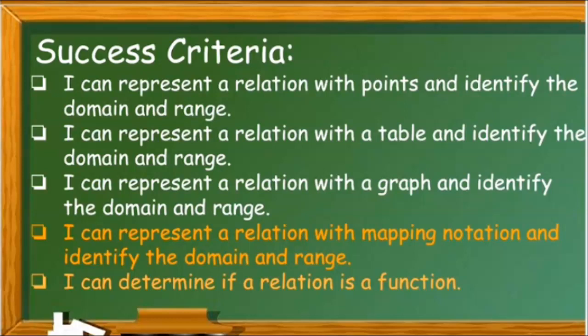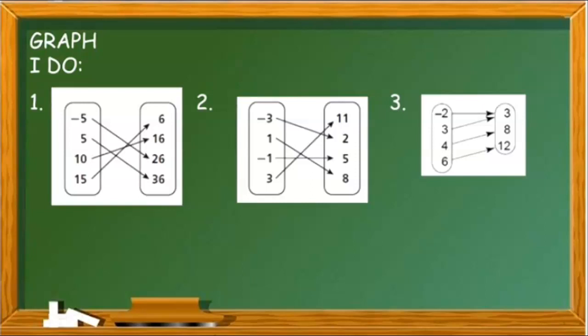Okay, so we're on our final success criteria, which is that you can represent a relation with mapping notation and identify the domain and the range. And I think you'll find mapping notation to be fairly easy. So this is what mapping notation looks like. Basically, it's very similar to a table, except instead of putting it in a table, we've got the two columns and we're just drawing lines to match them up.